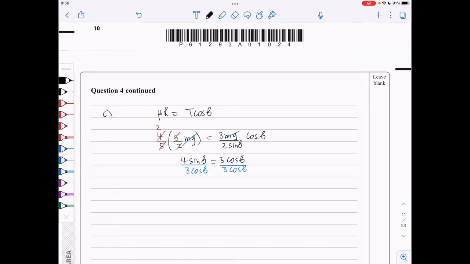So I get 4 over 3 tan beta equals 1, or simply that tan beta is 3 over 4.